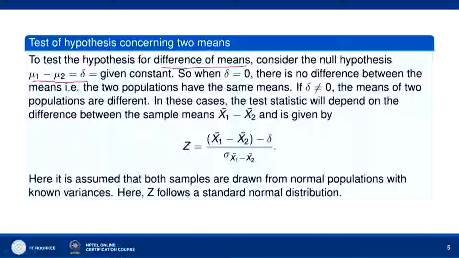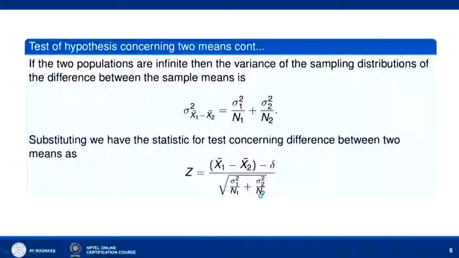In these cases, the test statistic will depend on the difference between the sample means, x1 bar minus x2 bar, and it is given by z equal to x1 bar minus x2 bar minus delta, divided by sigma of x1 bar minus x2 bar. Here we are assuming that both the samples are drawn from normal populations with known variances, and here z follows a standard normal distribution.